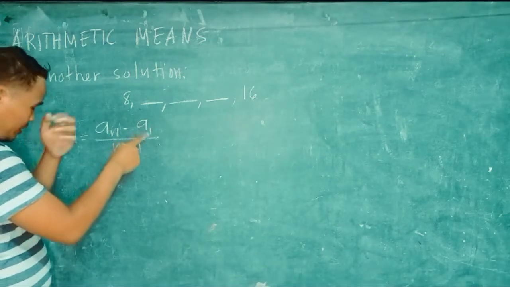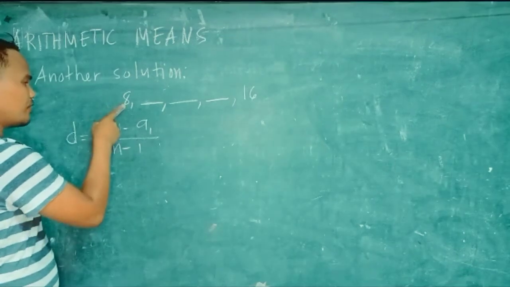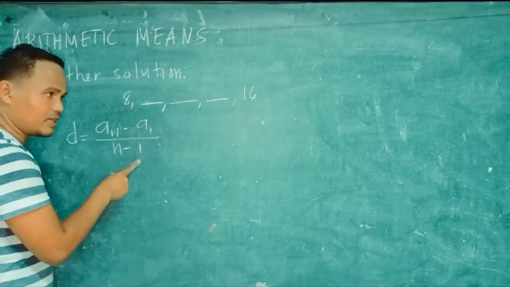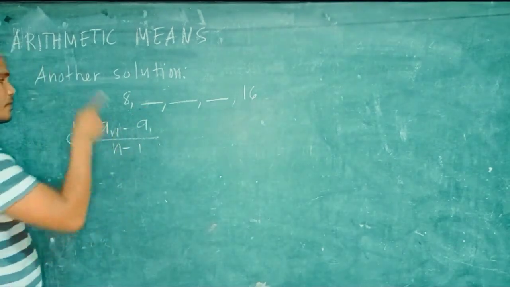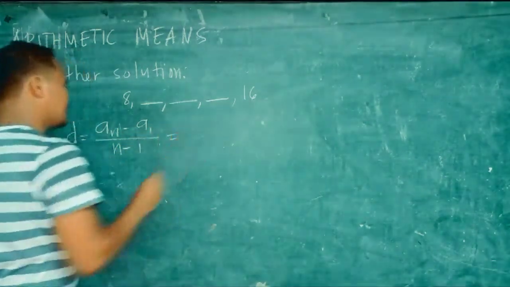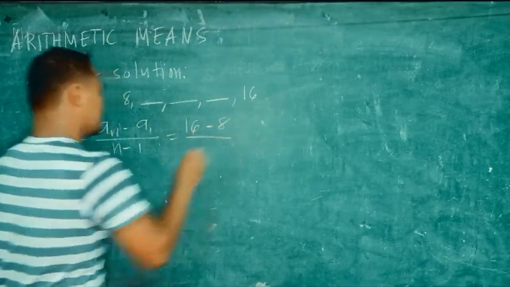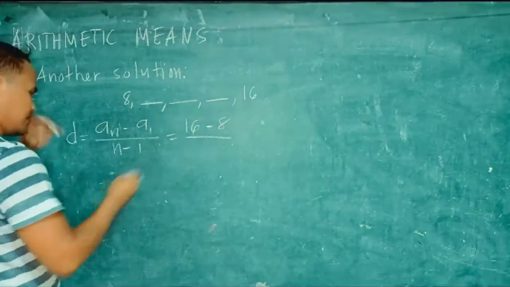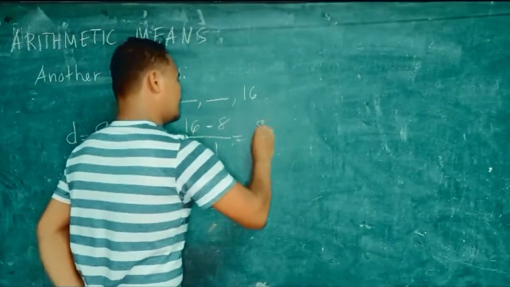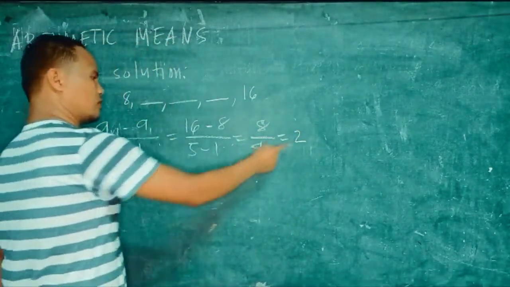We use the first term because the first term is given. If the first term is not given, we can change it. If a sub 2, minus 2. If a sub 3, minus 3. It depends on what is given. Since in our problem the first term is given, we use the first term. Then minus 1 below. Okay? The last term is 16 minus the first term, 8, over 5 minus 1, since there are 5 terms. Because n is the number of terms. 8 over 4, the result is 2. Therefore, the common difference is 2.